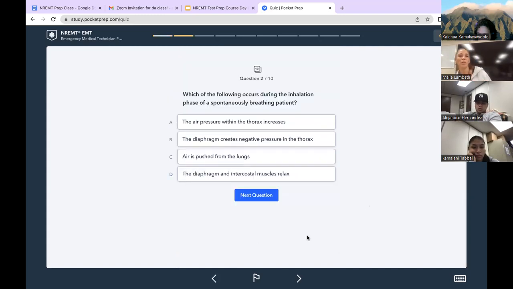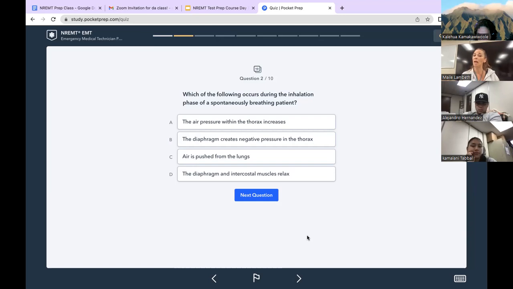Okay, which of the following occurs during the inhalation phase of a spontaneously breathing patient? So this is one of those questions where, if you don't remember all this stuff, we have to start doing some rule outs, right? So let's go through each one. Air pressure within the thorax increases. Diaphragm creates negative pressure in the thorax. Air is pushed from the lungs. The diaphragm and intercostal muscles relax. So D is out.